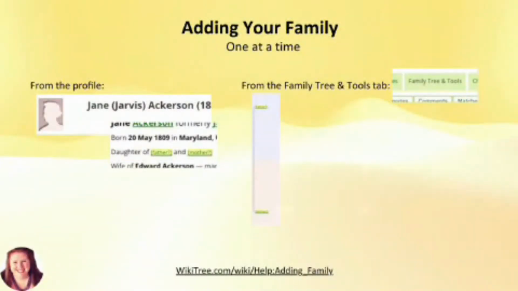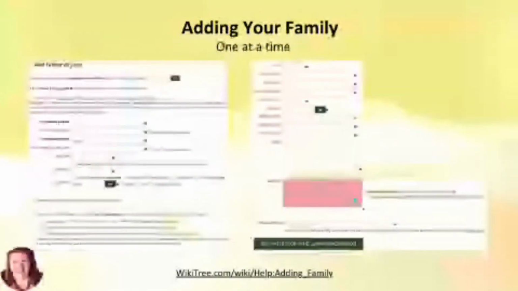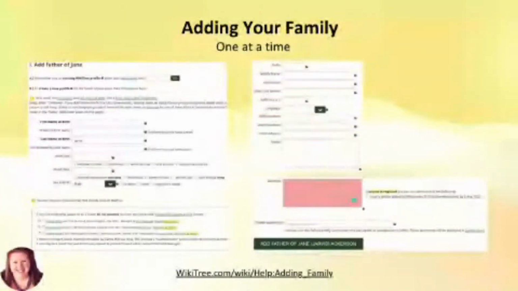My preferred way to add somebody to WikiTree is to just go ahead and add them one at a time. You can do that by clicking on the relationship link that you'd like to add. For instance, here you see a link for father and mother that is needed. Once you've clicked that link, a new page will open, and this is the form that you'll need to fill out to create that profile.